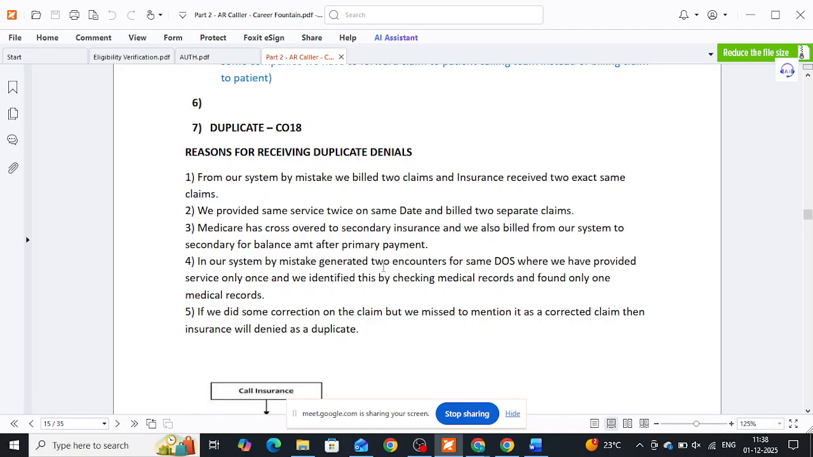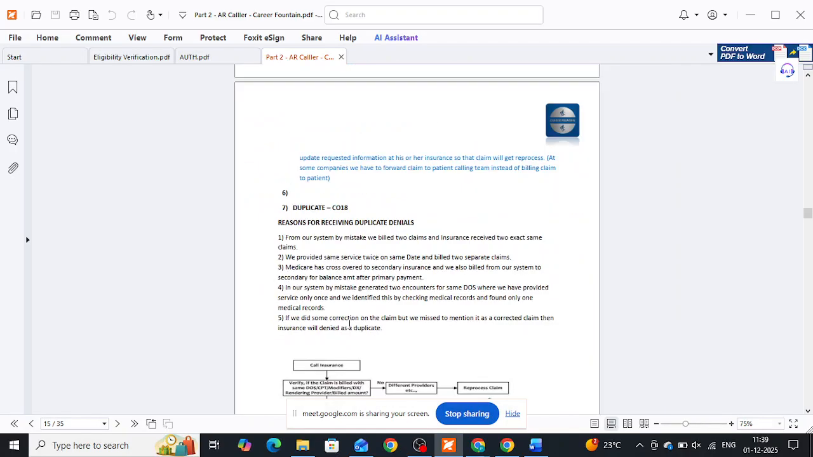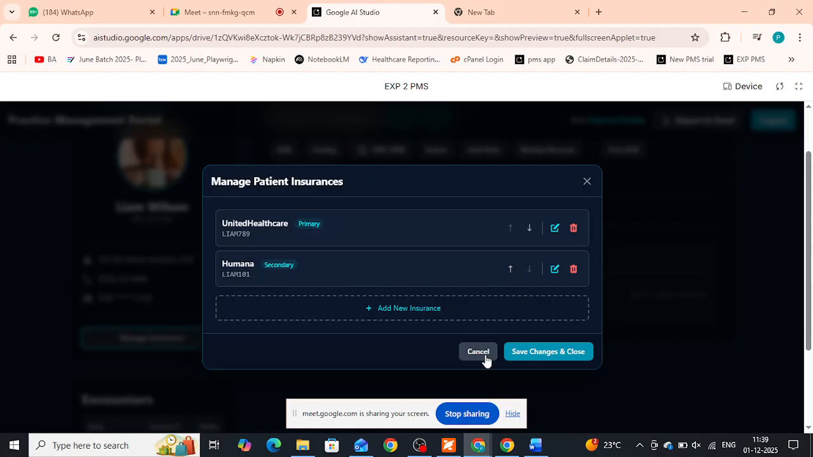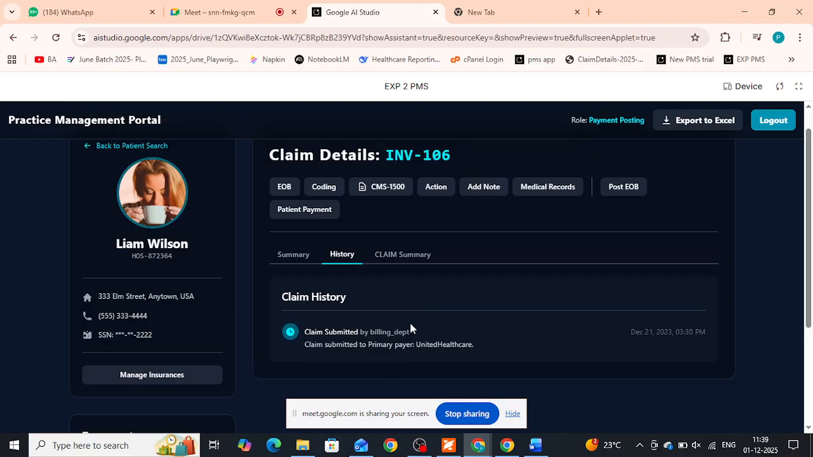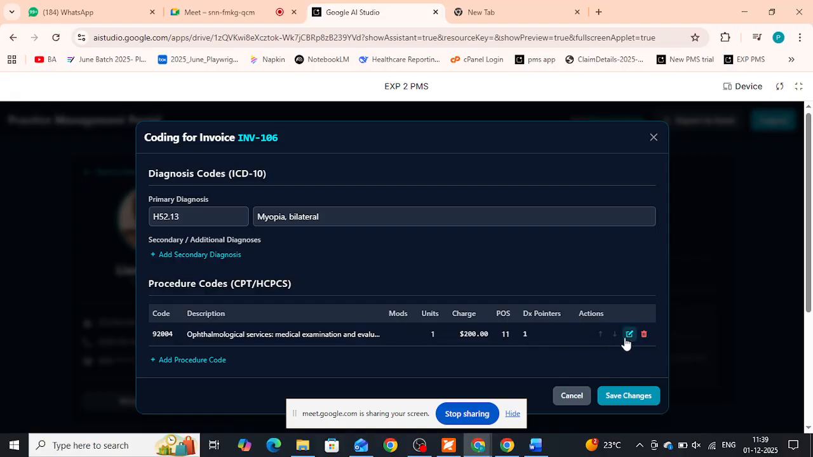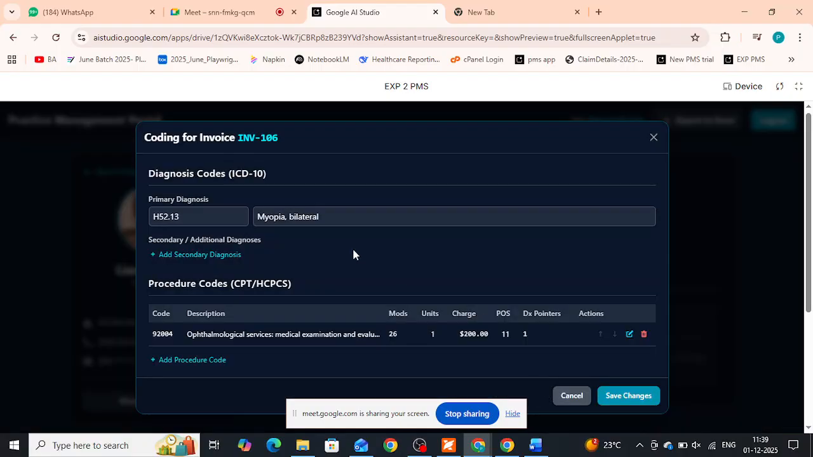Next is when our system generates an encounter by mistake, or if we made some corrections. Many times this is also one of the reasons to receive the duplicate denial. Consider that we receive a denial from United Healthcare, UHC, for some coding related denial. What we do as AR is make corrections according to our coding team. Maybe we add some modifier or something, and we update that.